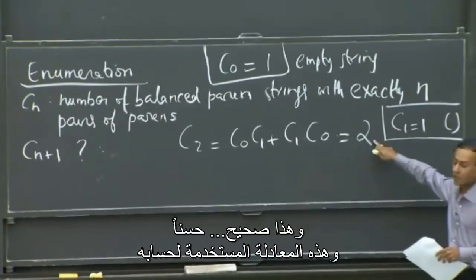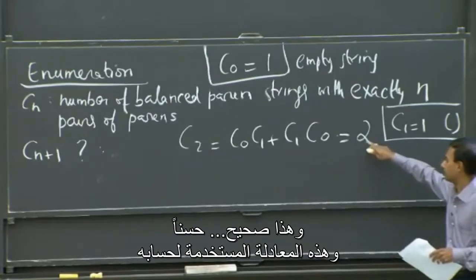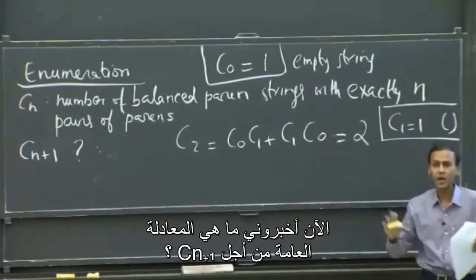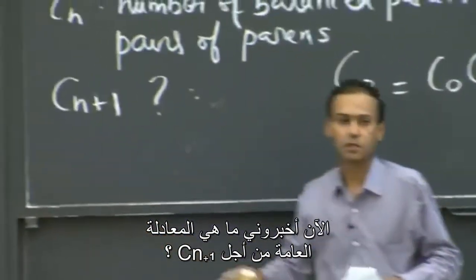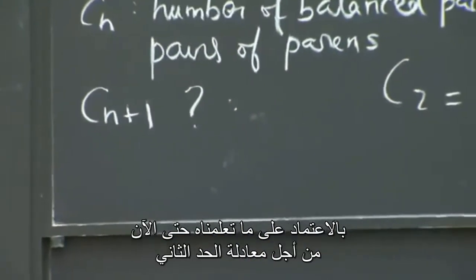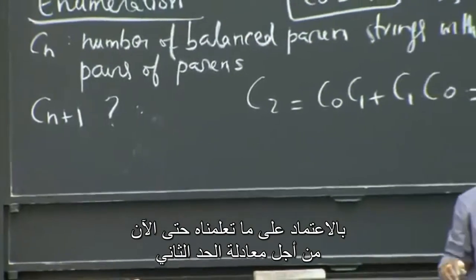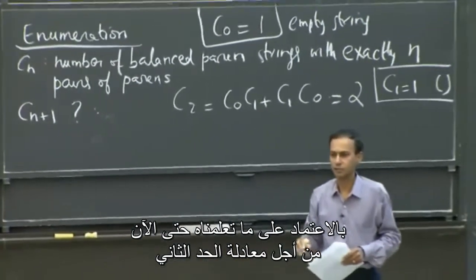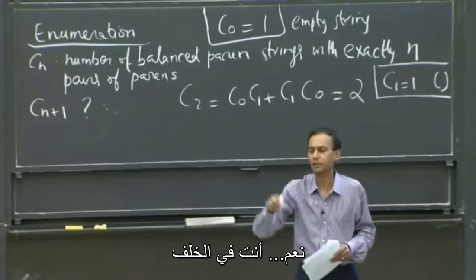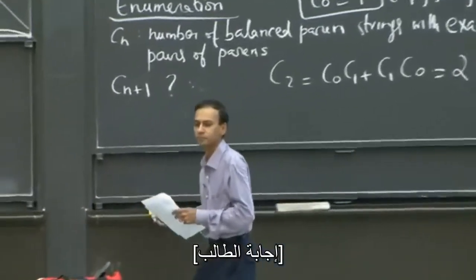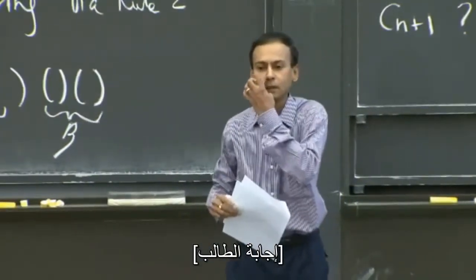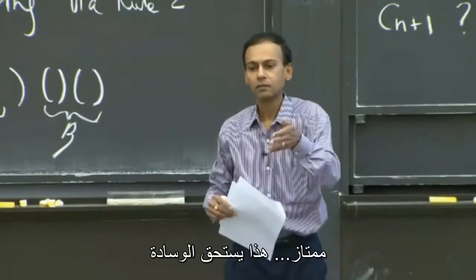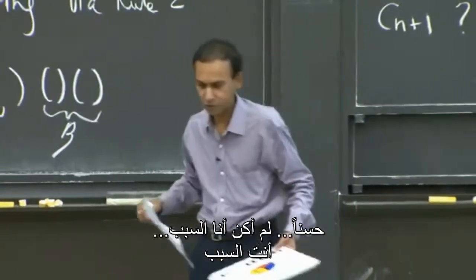Okay. But this is the equation for it. And so now tell me what a general equation is for Cn plus 1 based on what we've learned so far for the C2 equation. C0 times Cn plus C1 times Cn minus 1 all the way to Cn times C0. Perfect. Okay, good.